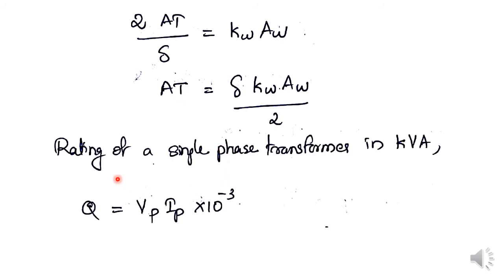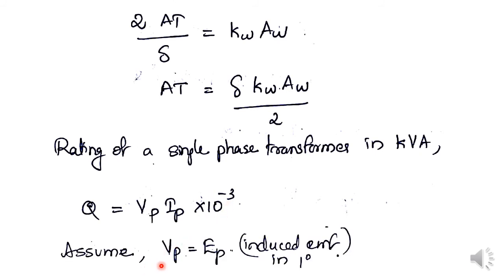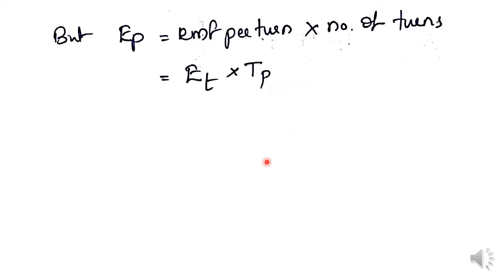Now we are going to write the output equation. It is rating of a single phase transformer in kVA. That is Q is equal to Vp Ip into 10 raised to minus 3, where Vp and Ip are the primary voltage and current. 10 raised to minus 3 is for representing this in kVA. So let's assume that the primary terminal voltage is equal to the EMF induced in the primary. Vp is equal to Ep. So Ep is equal to EMF per turn into number of turns in primary. That is Et into Tp.